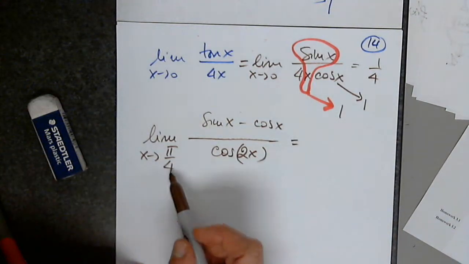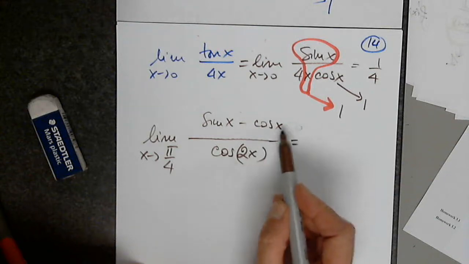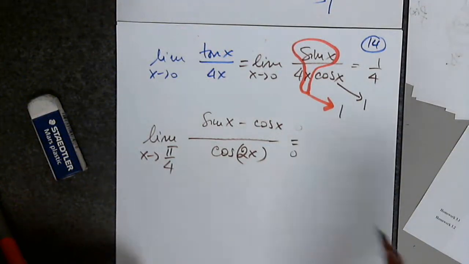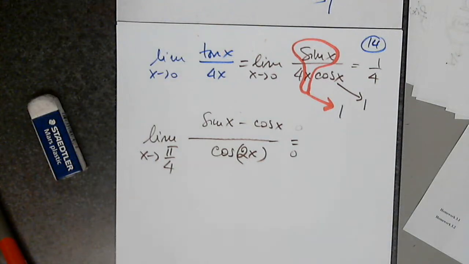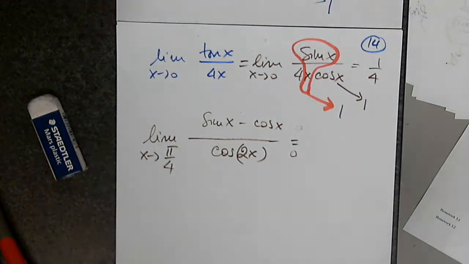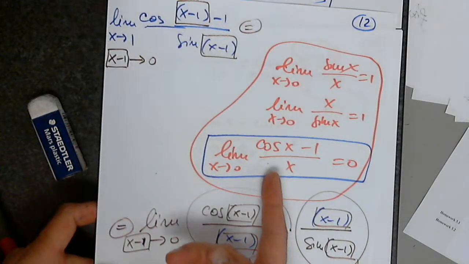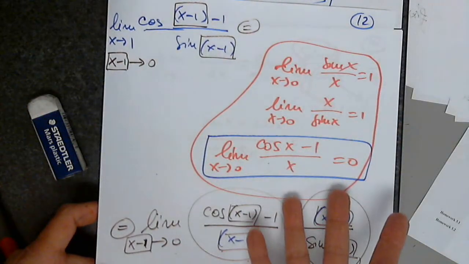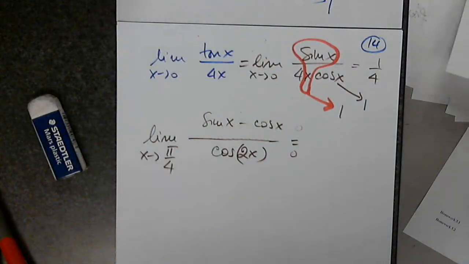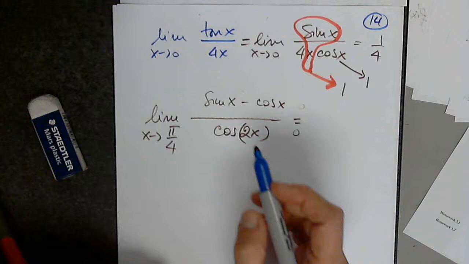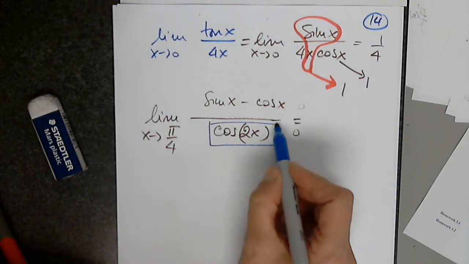Okay, when I plug in pi over 4, these two are the same, so it's 0. 2 times pi over 4 is pi over 2. Cosine pi over 2 is 0. However, I can't make anything of this. This is not helping right now at all. That's why I have to go back and dig deep in trig and remember what this equals.